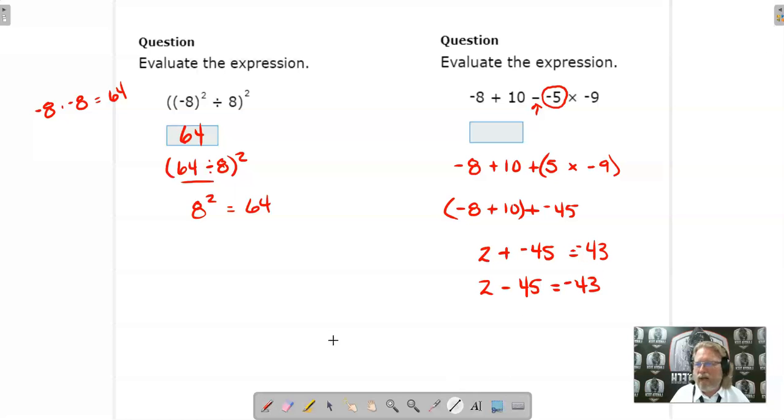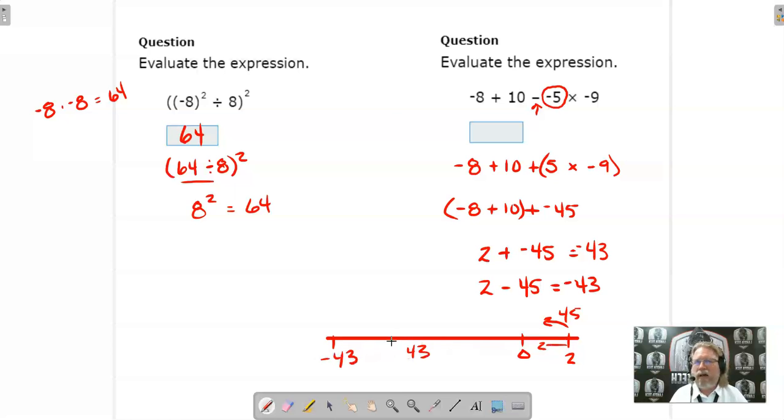Another way to look at that, and this video would really get lengthy if I keep drawing number lines in here. If here's 0, and I'm at 2, and then I have to subtract 45, that means going back the other way, I'll end up way down here. It took me two of them to get to 0. That's leaving me with 43 left over. So I end up down there at negative 43. Kind of a little bit of a visual image on a number line.